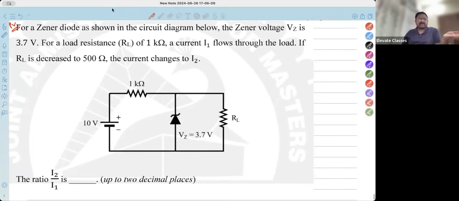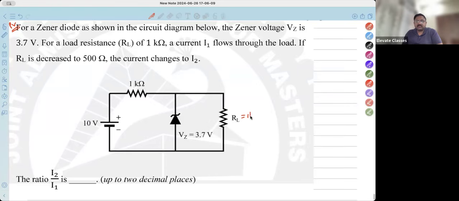This is from the JAM exam that happened about 3 weeks back, just before the GATE exam. No, 2 weeks before the GATE exam. This year's JAM exam. For a Zener diode as shown in the circuit diagram below, the Zener voltage VZ is 3.7 volts. Very straightforward.